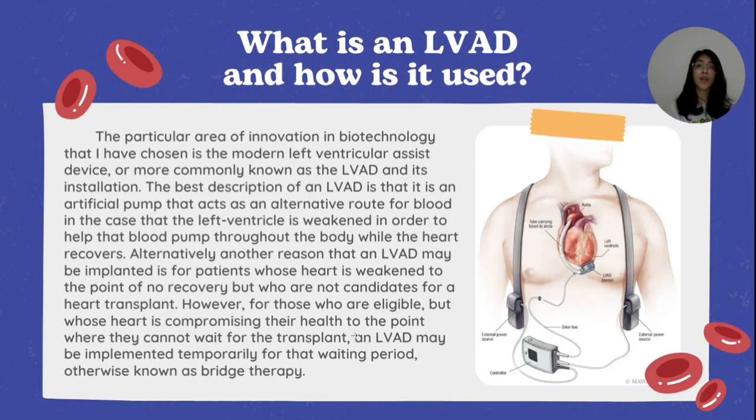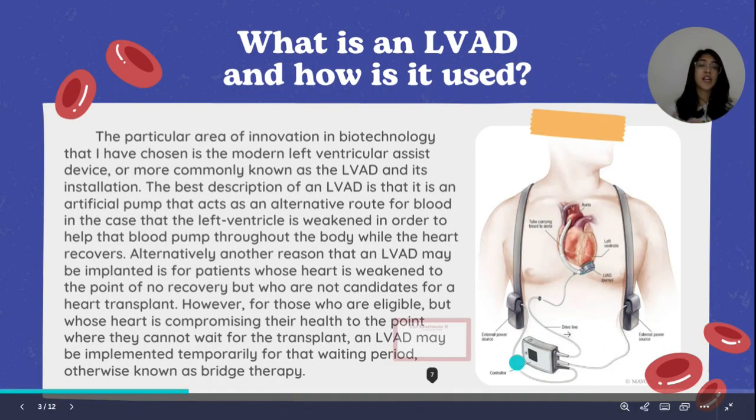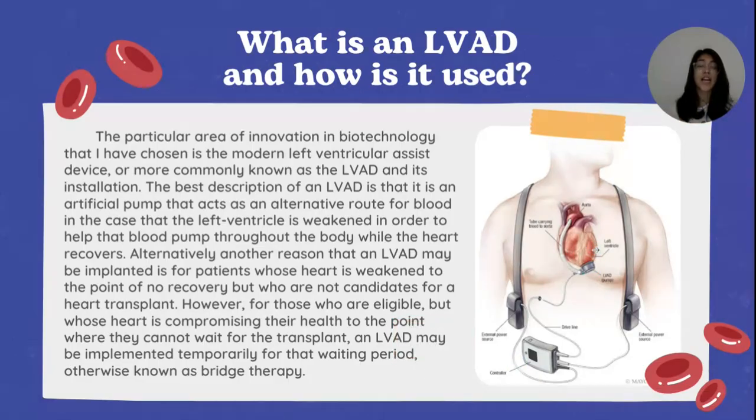LVAD is short for the left ventricular assist device, and its best description is that it is a pump that acts as an alternative route for blood in the case that the left ventricle is weakened, in order to help that blood pump throughout the body while the heart recovers. So here would be the left ventricle, and the blood exits from that out into the apex of the heart, in which the LVAD pump is connected.